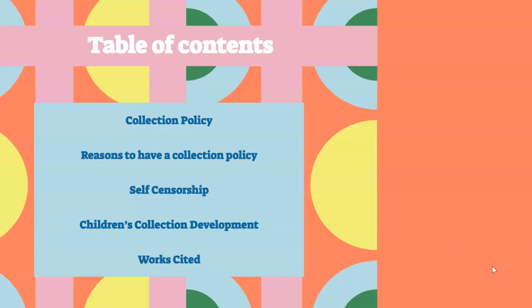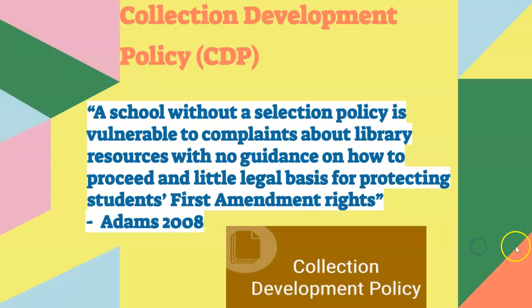As a brief roadmap, I'll be doing the collection policy, reasons to have one, self-censorship, and the assigned reading of children's collection development. So first off, I wanted to start with the collection development policy, or how it's commonly known, CDP, with the quote from the Adams article I had about reasons to have one of these, which is, a school without a selection policy is vulnerable to complaints about library resources with no guidance on how to proceed and little legal basis for protecting students' First Amendment rights.